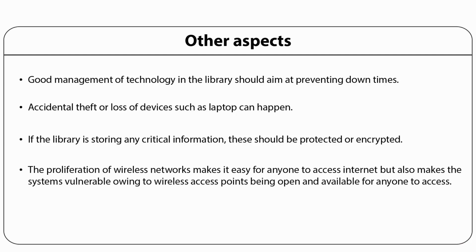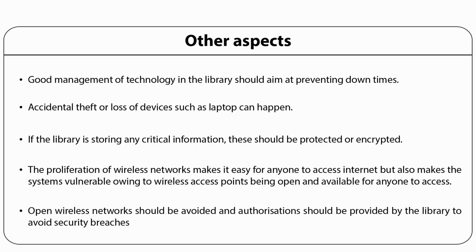And the proliferation of wireless networks makes it easy for anyone to access the internet, but also makes the systems vulnerable owing to wireless access points being open and available for anyone to access. So open wireless networks may be avoided, and authorizations should be provided by the library to avoid security breaches. So some of these aspects can also be considered in the endeavor to manage technology in libraries.